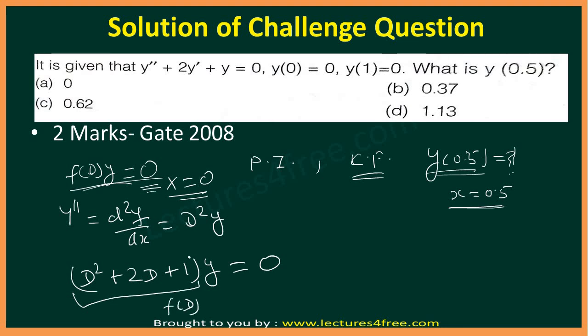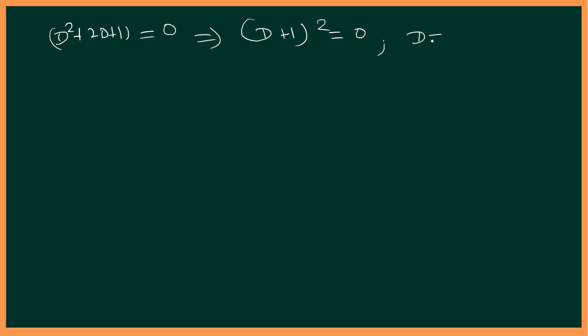Now let's calculate the complementary function. For the complementary function, we have to find the root of D square plus 2D plus 1 equal to 0. This represents (D plus 1) whole square equal to 0, so it's a square term. The roots of this are minus 1 and minus 1. You are getting two roots and they are both equal.